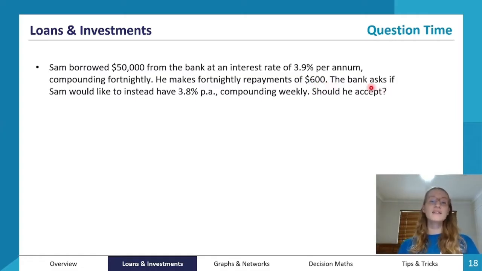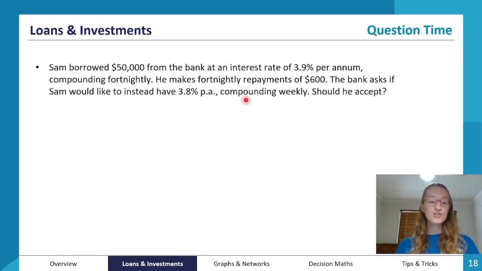The bank asks if Sam would like to instead have 3.8% per annum, which is a lower interest rate, but taking compounding weekly. So it would compound more often. So it's a lower rate of interest, which is awesome news, but it would be compounding more often. It would be compounding 52 times a year instead of 26 times a year. So how is Sam going to know which to choose? Should he accept this offer or stick with what he's currently doing?